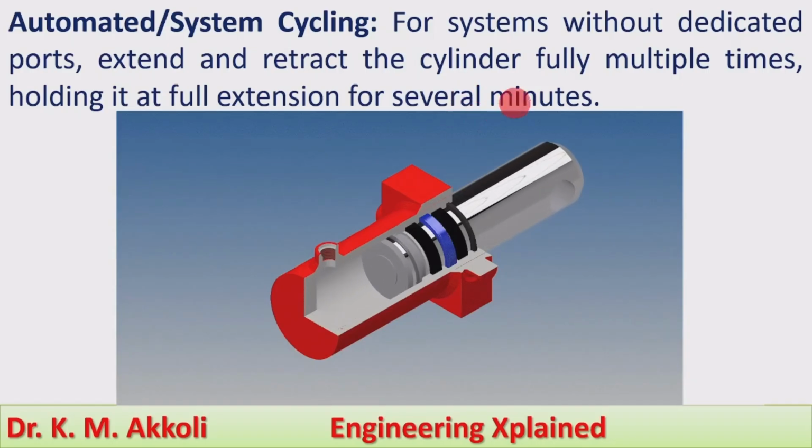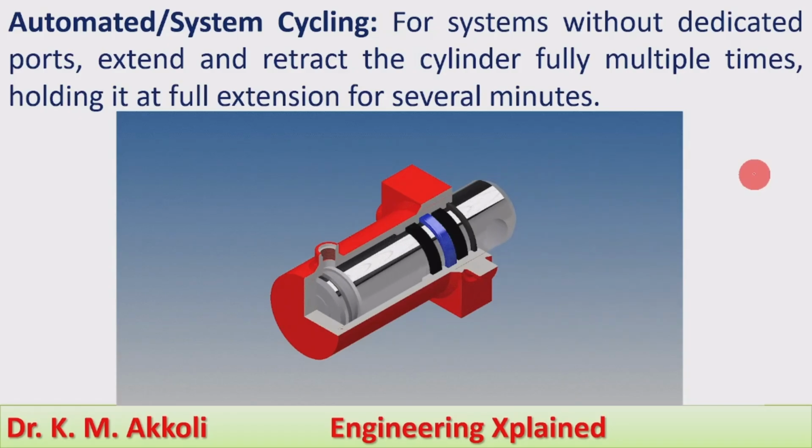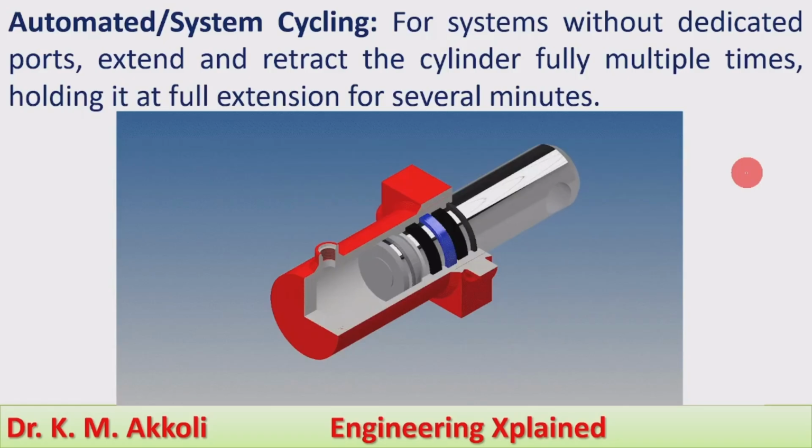The next one is automated or system cycling. For systems without dedicated ports, extend and retract the cylinder fully multiple times, holding it at full extension for several minutes. If the dedicated ports are not there, then to remove the air, the extension and retraction is to be carried out many times, multiple times, holding the full extension for several minutes. It will be kept open. By that, the air can be removed.